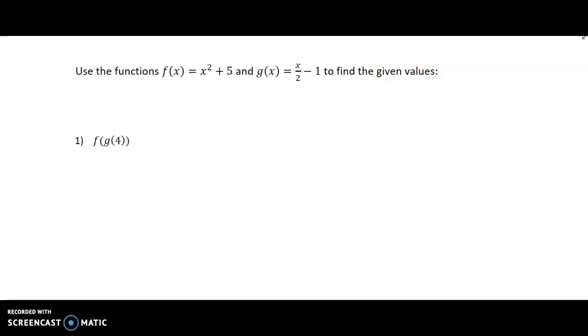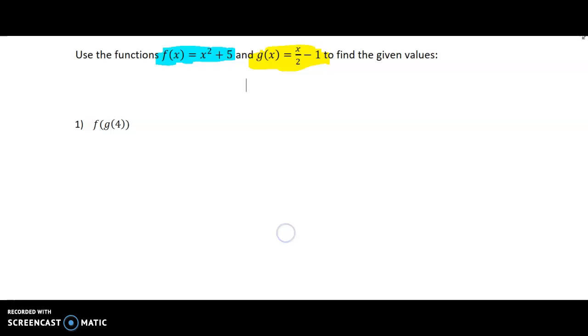Okay, so it says use the functions f of x and g of x to find the given value. We want to find f of g of 4. Whenever you have two functions like this, we want to start with the innermost function. So we're going to do g of 4 first. Remember, when we're plugging in numbers, all we're really doing is replacing the x. Everything else stays the same.